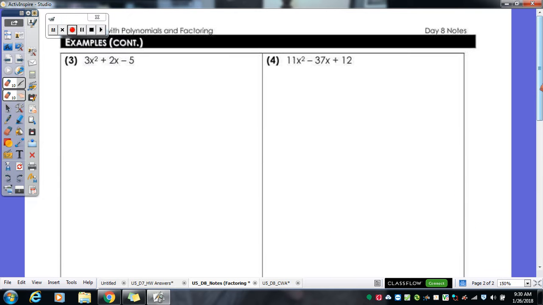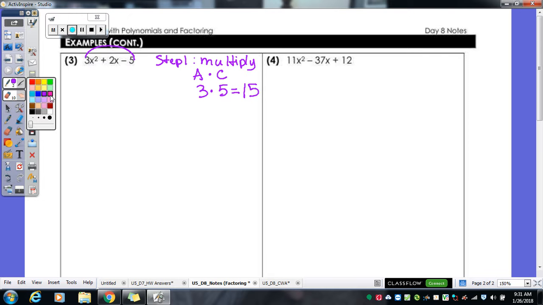So our other way of doing it, let's look at example 3. What you do, I'll put my little steps here. Step 1, multiply your A and your C terms. A is your first term, C is your last term. So 3 times 5 would give me what? 15. So that's our step 1.